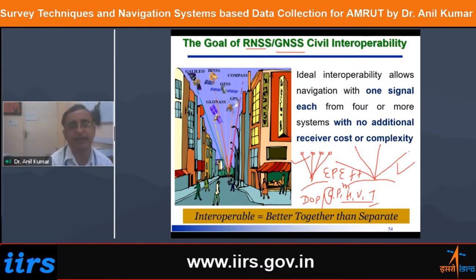DOP is basically a ratio. It may be coming like 2. If it is coming like 2, just multiply by 2 again. That is a thumb rule. That means approximately 4 meter error is there in your data. So the DOP value should be as small as possible.